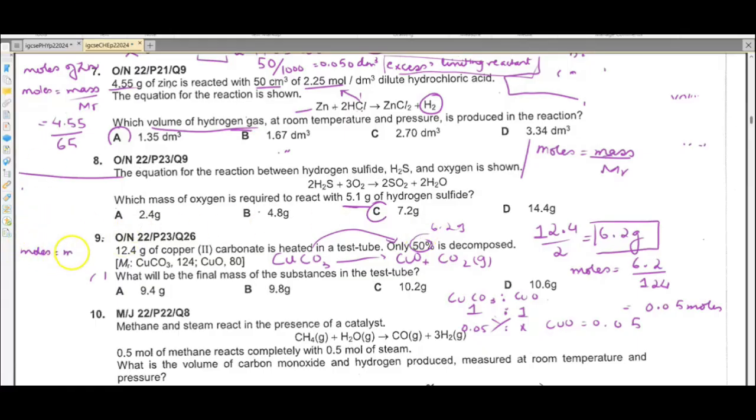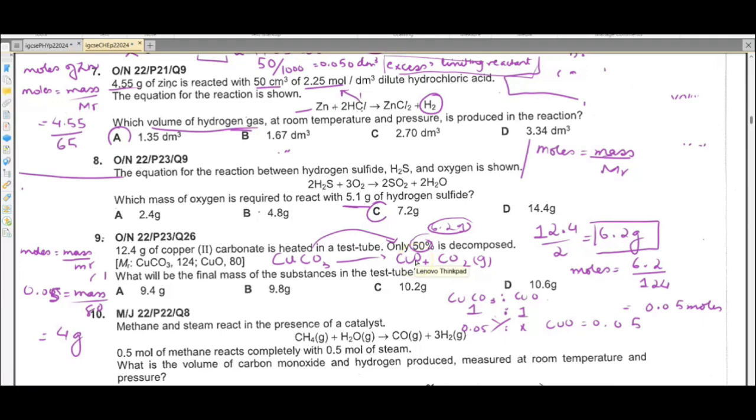Now with these moles we can find the mass of CuO. Moles is equal to mass over MR. Okay, so moles are 0.05. Mass we have to find, and MR for this has been given as 80. So 80 times 0.05 is going to give us a mass of 4 grams. So now we know that 6.2 grams of CuCO3 is in the test tube and 4 grams of CuO is in the test tube.